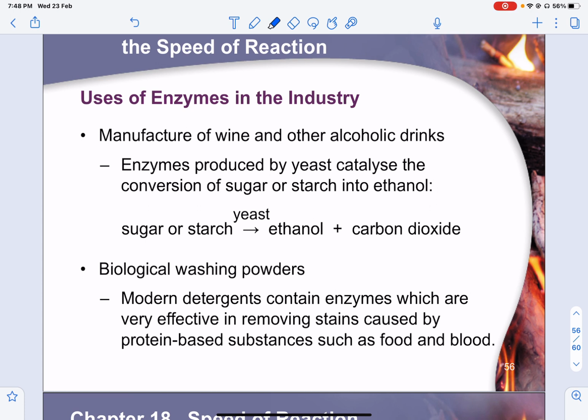Next, we also use biological washing powder. If you stain your clothes, you need to wash off some of the food stain. Modern detergents contain enzymes that help to remove stains caused by protein-based substances like your food and your blood. So it helps to digest and break down those items.